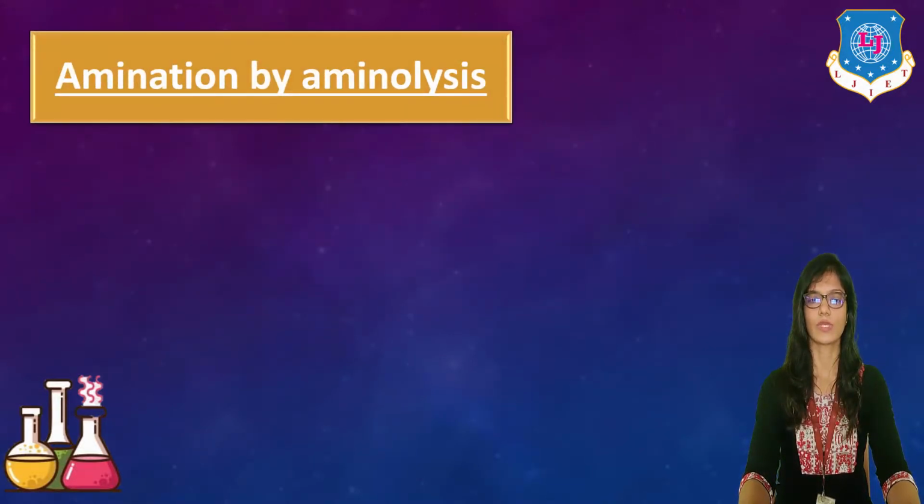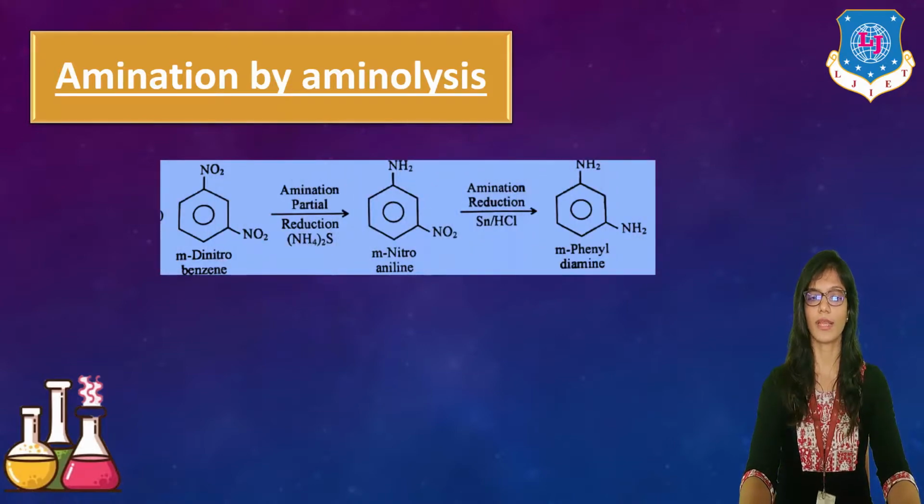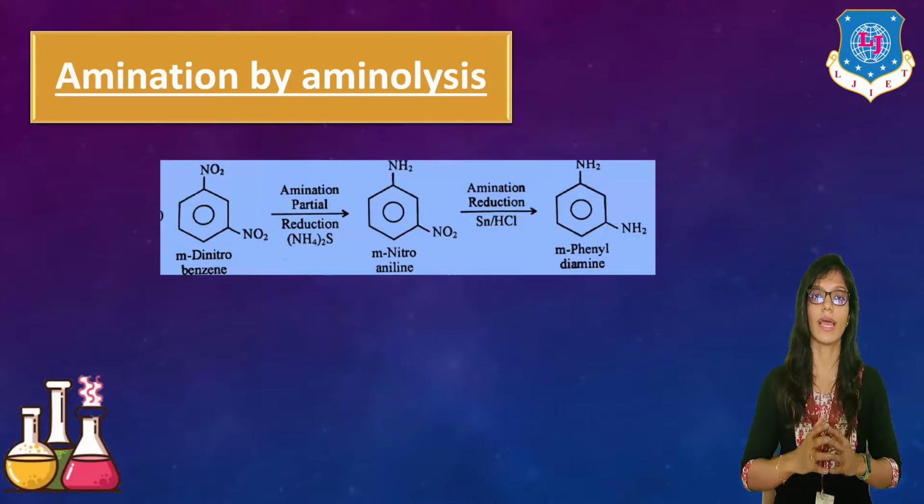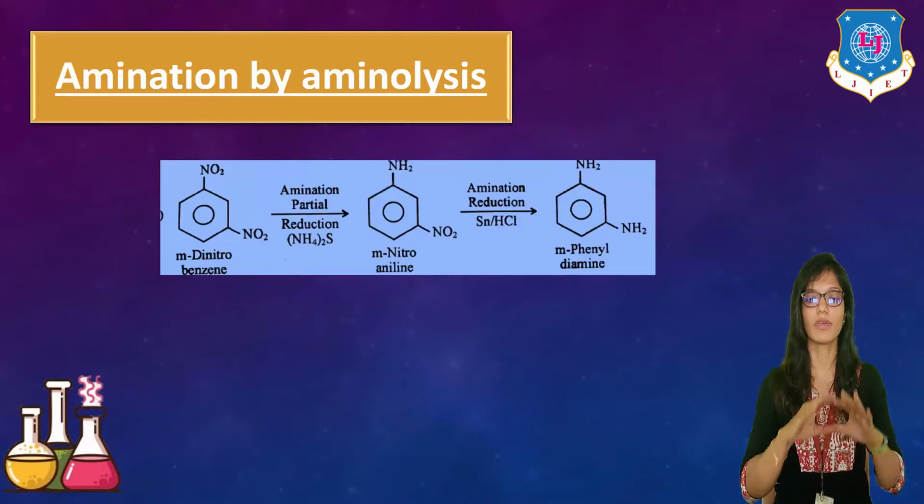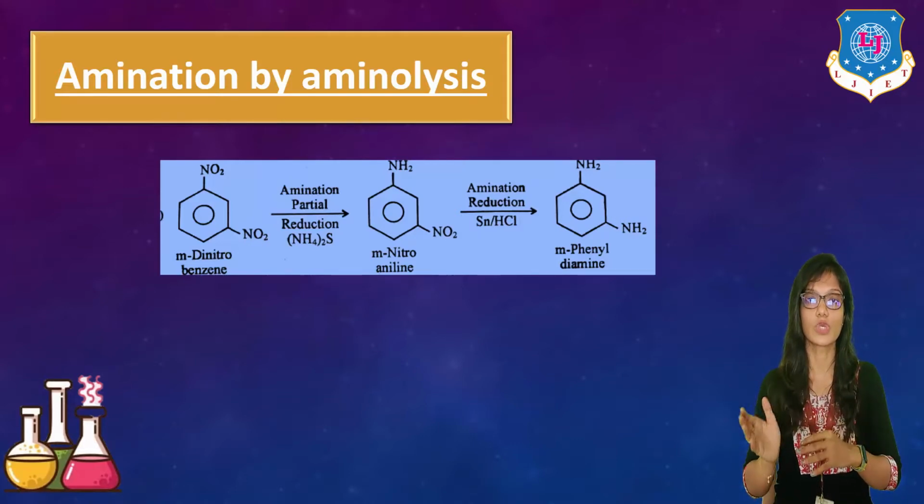Next is amination by aminolysis. As you can see in the image, m-dinitrobenzene is there. Partial amination will be done, which is a reduction process with (NH4)2S. So we get m-nitroaniline. Again, if we reduce it further, in the presence of Sn and HCl, it will convert itself into m-phenylenediamine. So 2 groups of NO2 will be converted to 2 groups of NH2. In this manner we get our reduced product.